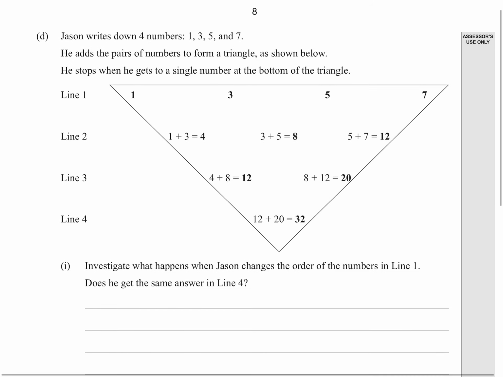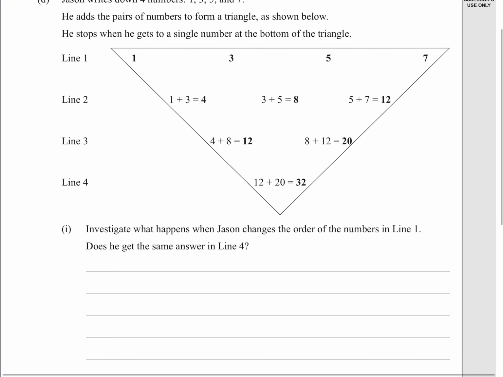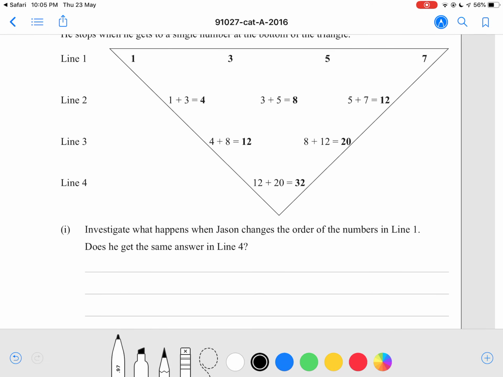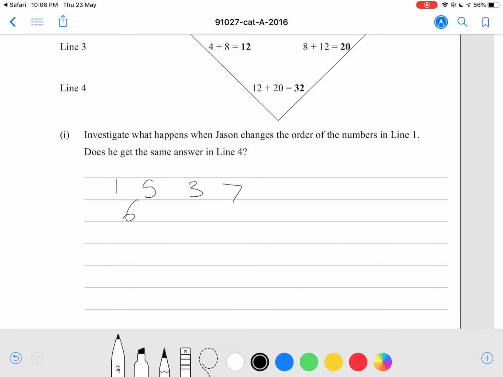So for example, we're just going to do an example, okay? Let's use 1, 5, 3, and 7, for example. So that's going to give us 6 here, 8 here, 10 here. This will give us 14, 18, and 32. Oh, this gives us the same. Oh, right. We only changed the middle. Okay, so you have to change the numbers on the end.